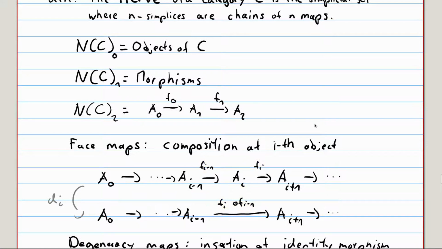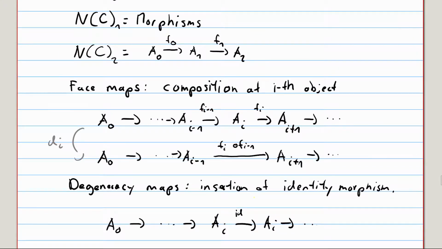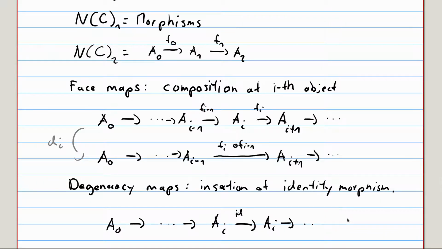Then the degeneracy maps: if you have a chain of maps, there is also a very natural way to make it longer, and that is just to insert the identity morphism. So we repeat the ith object, and just insert the identity morphism to get a longer chain. And yeah, these nerves are also examples of quasi-categories. In fact, they are even something more than quasi-categories.